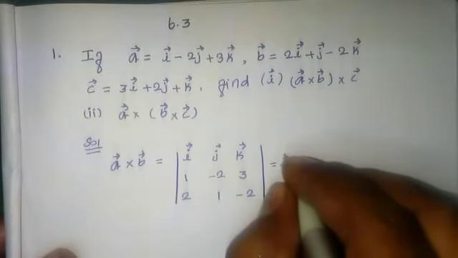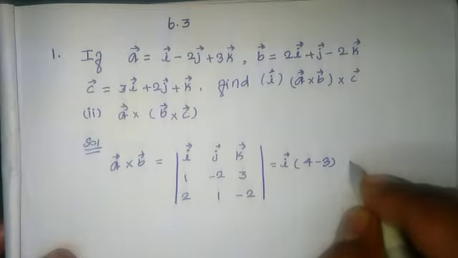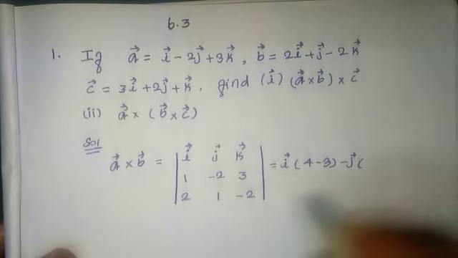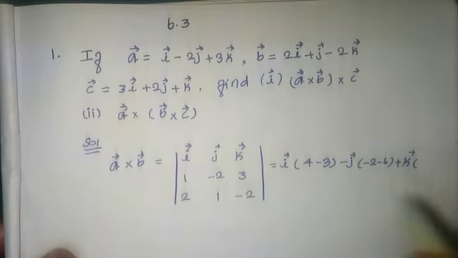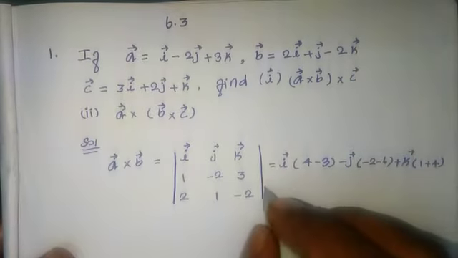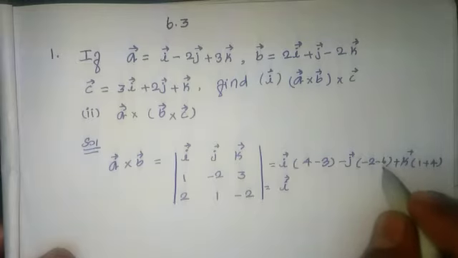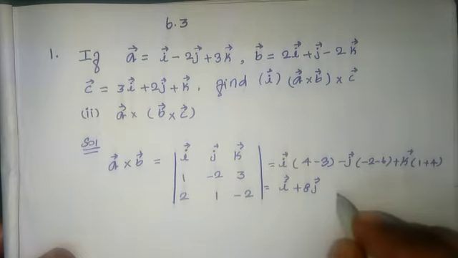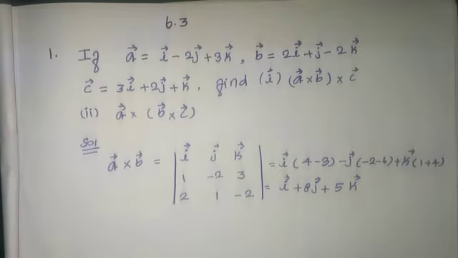So is equal to i vector into 4 minus 3 minus j vector into minus 2 minus 6 plus k vector into 1 plus 4 is equal to 4 minus 3 1. So 1 into i vector minus 2 minus 6 minus 8. So plus 8 into j vector. 4 plus 1 5. So plus 5 into k vector. So a vector cross b vector கிடைச்சிருச்சு.